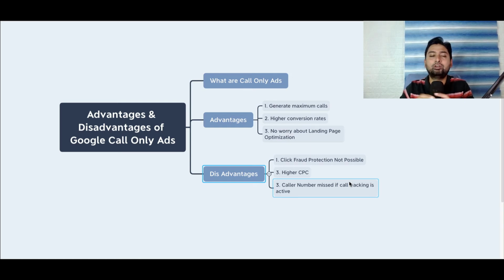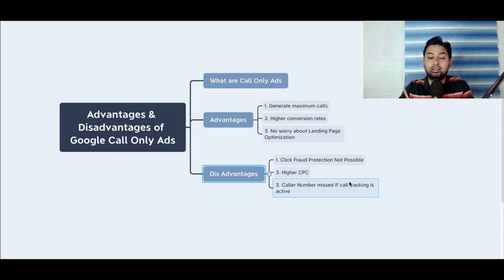The other disadvantage we have seen is that the CPCs are high. In Google call only ads, I have personally observed in a few campaigns that the CPC we were getting in a Google search campaign was, for example, 100 rupees, and if I compare the Google call only ads CPC, in most cases it will be approximately double. Where I used to get the click at 100 rupees, now I am getting it at 200 rupees in call only ads. So obviously when the click is at a higher cost, the lead cost increases and all those things.